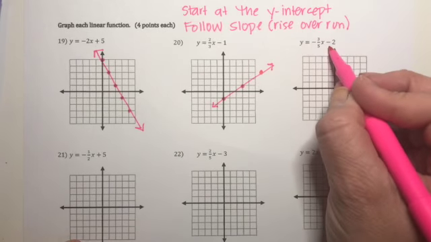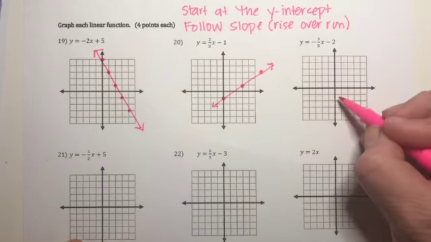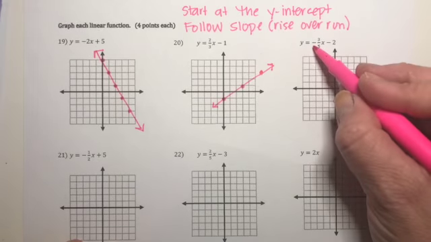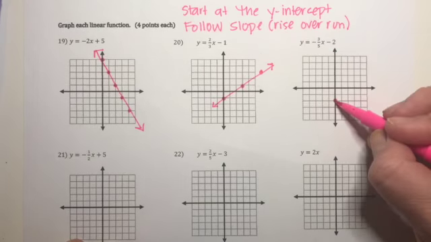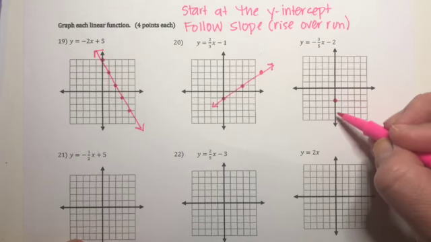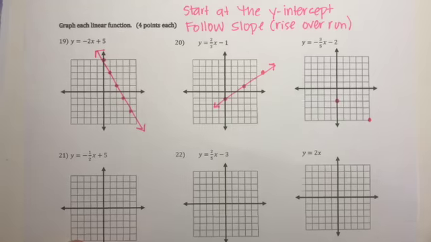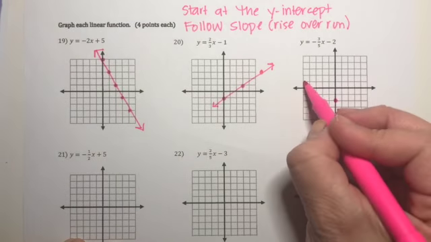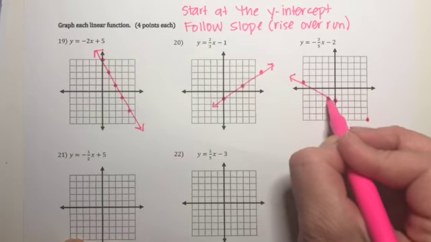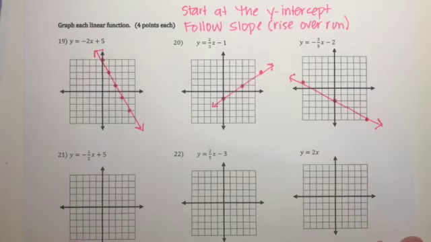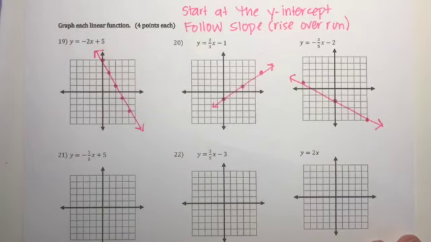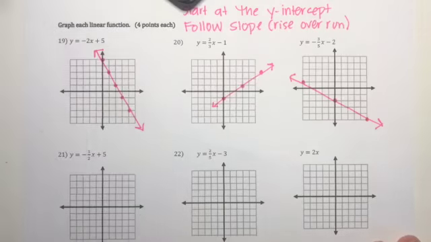Over here, my y-intercept is -2. My slope is -3 over 5. So that means we're not going up, we're going down 3 and over 5. Or up 3 and over -5. But either way, that's what our graph should look like.